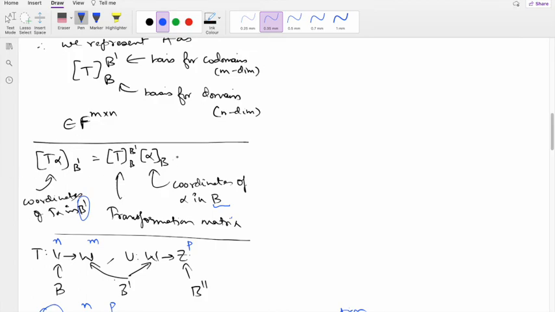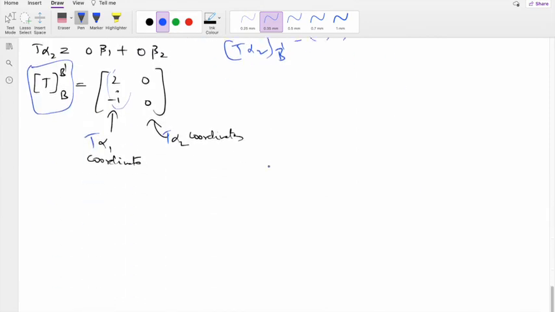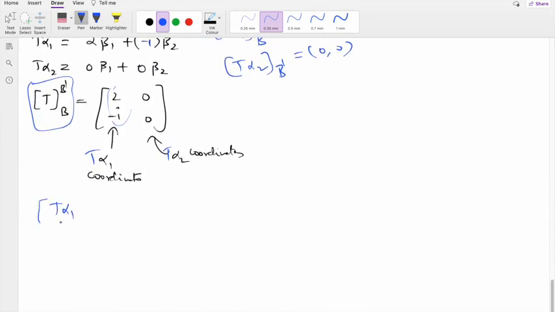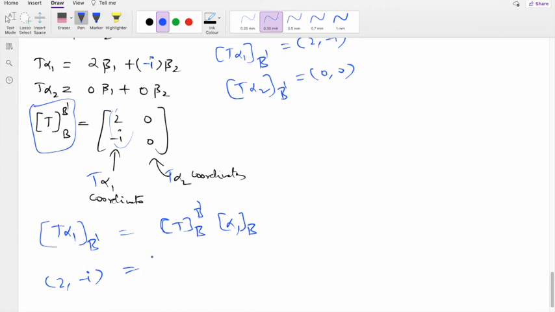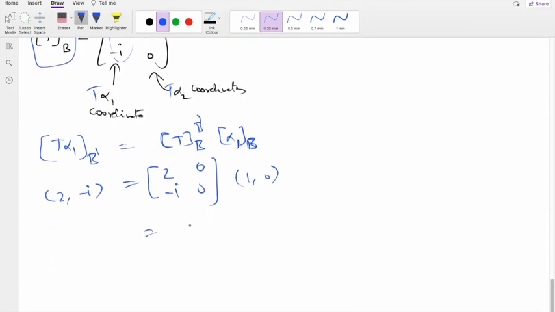Okay, cool. And one way to check this is from this idea that the coordinates of T alpha in B dash equal the matrix times the coordinates of alpha in B. So let's say I check T alpha 1 in B dash, which is, by the way, what we derived here, 2 comma minus i. This has to be equal to the matrix with rows 2, 0 and minus i, 0 times this particular vector, that is alpha 1 in the basis B. Alpha 1 in the basis B basically has the coordinates 1, 0, right? So when you do your matrix multiplication, you will get 2 comma minus i, which is what we need to check, right?